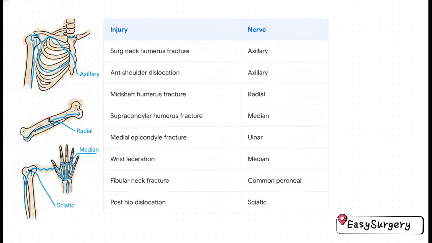At the elbow, a supracondylar humerus fracture snags the median nerve. Specifically, you want to remember its anterior interosseous branch. Meanwhile, a medial epicondyle fracture hits the ulnar nerve right in its groove. Down at the wrist, lacerations commonly catch the median nerve. Now for the lower limbs, just memorize these two major ones. A fibular neck fracture compromises the common peroneal nerve, and a posterior hip dislocation threatens the massive sciatic nerve.